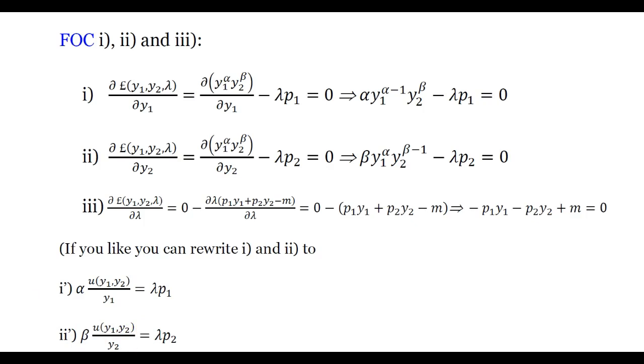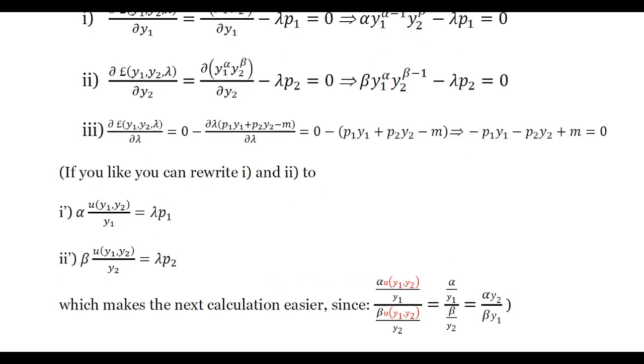And the reason that we do this is that this will give us an easier calculation in the next step, because we will have here alpha times the utility function divided by y1, divided by beta times the original function divided by y2. So since these two cancel out, we will have alpha divided by y1 divided by beta divided by y2. So you will have alpha y2 divided by beta y1, which will be the same as we will get in a couple of minutes.